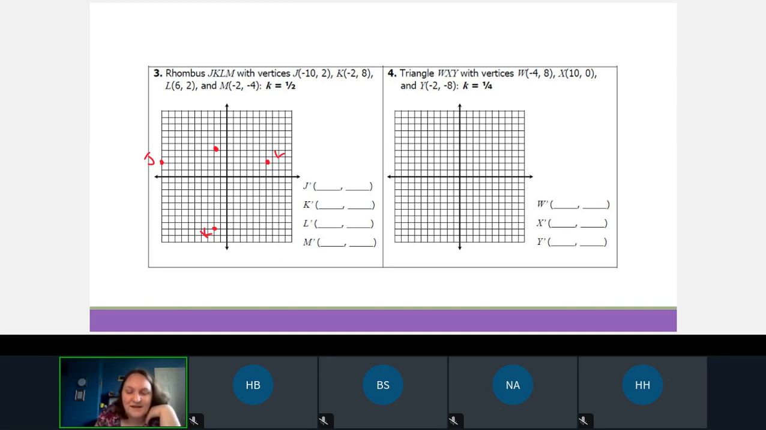Oh, -2, 8. That was silly. Yes. We got so excited to do the dilation that I stopped graphing correctly. -2, 8. There it is. Nope, that was 9. Good grief. -2, 8 is K.